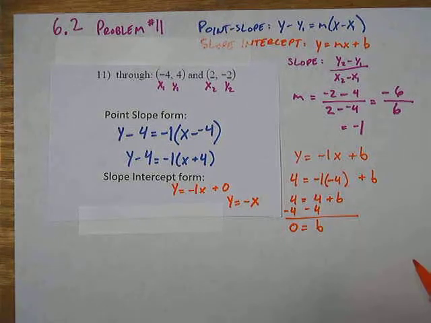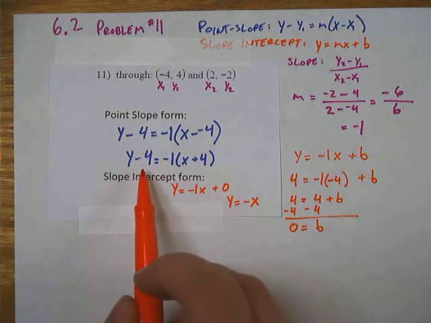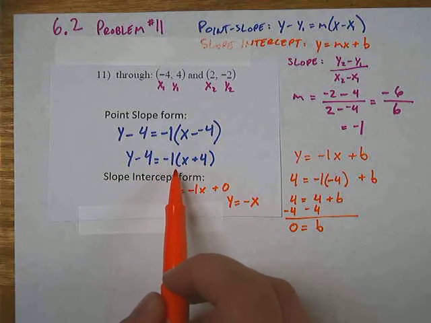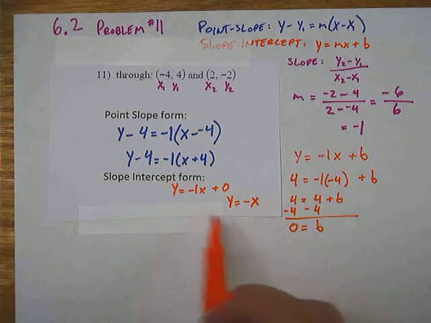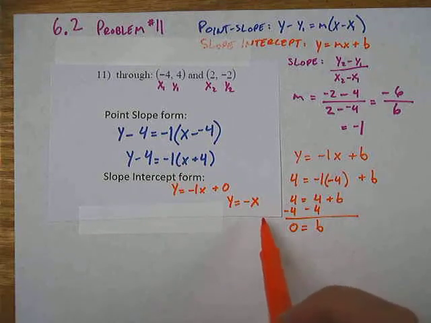Alright, so that was problem number 11. We've got our point slope form, y minus 4 equals -1 times x plus 4. And we have our slope intercept form of y equals -x.